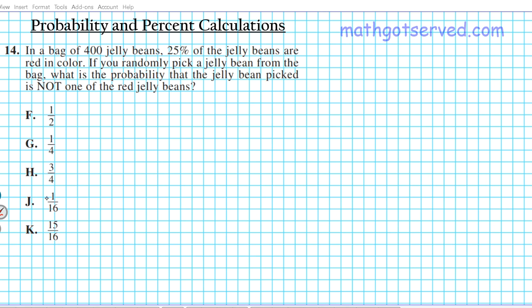Okay, all right, so what's the formula for the probability of an event? Let's go over that first. The probability of an event, let's call it P of E, is the desired outcome divided by the total possible outcomes.